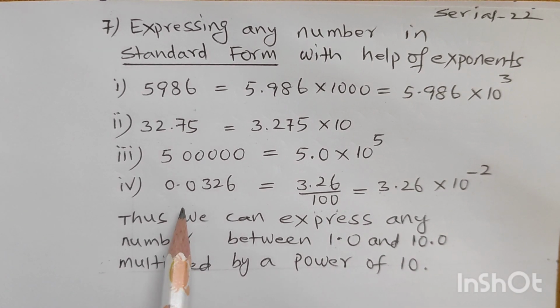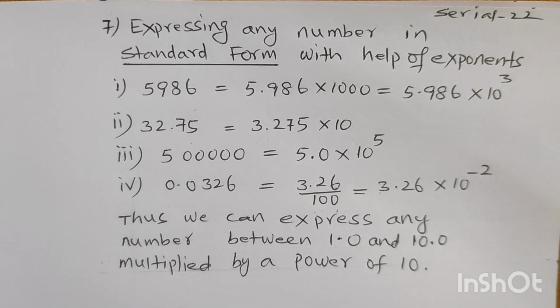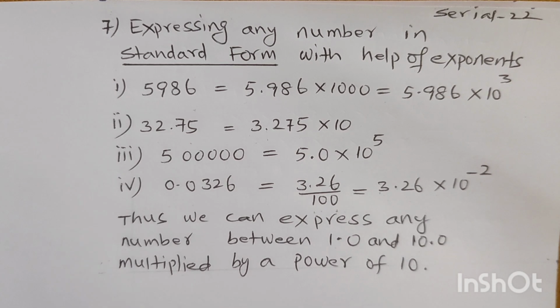When the number is very, very long, say the distance of the sun from the earth, there will be so many digits, and writing that and remembering that is very difficult. So we write it in standard form, which is easier to understand. This is all about exponents.